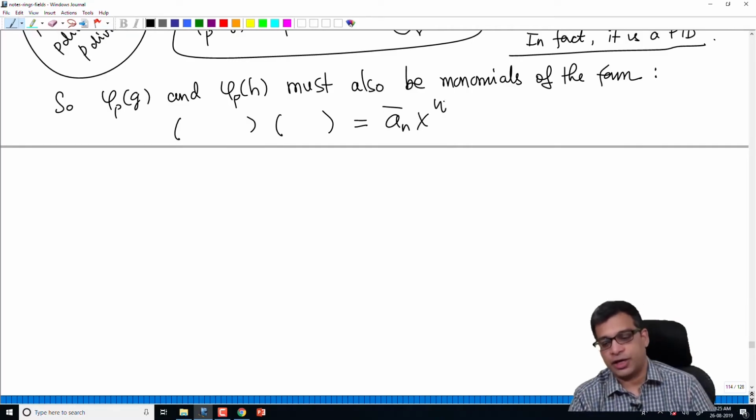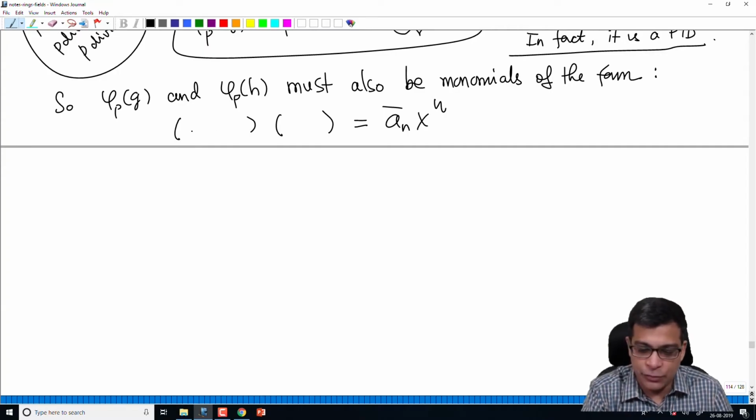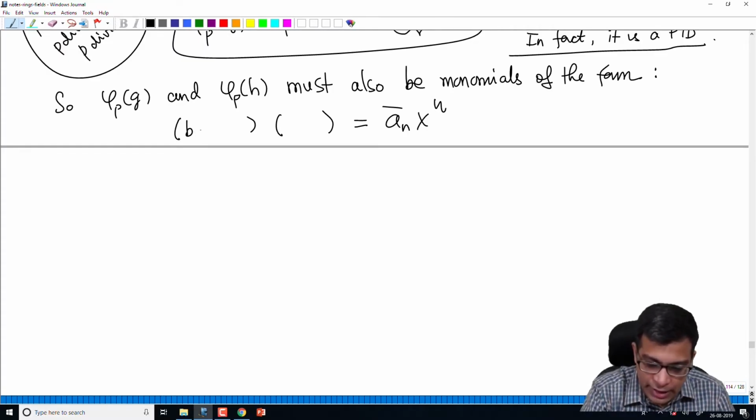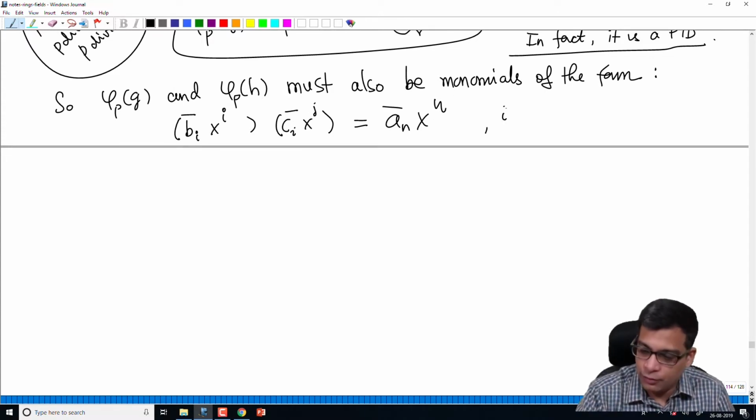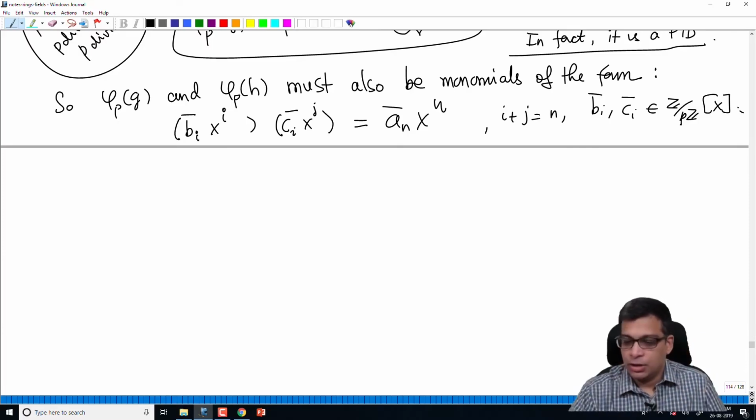An bar is some constant in the underlying ring here, which is Z mod pZ. So what can they be? They can be something like bn, bi bar x power i, ci bar x power j, where i plus j is equal to n, and bi bar and ci bar are in Z mod pZ[x]. This must be the only possible factorization.